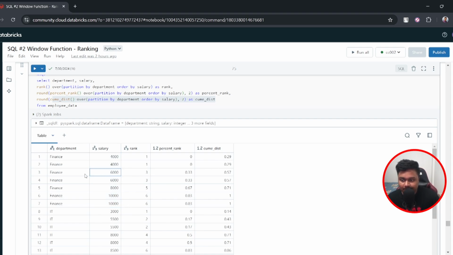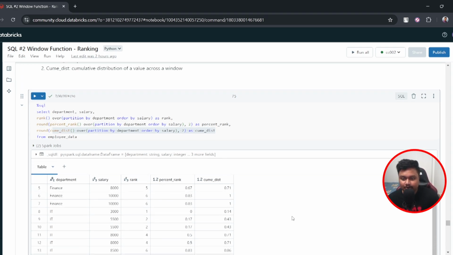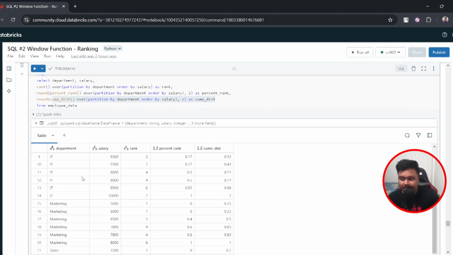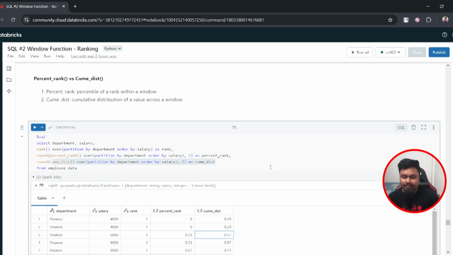Same goes for the next record. 6000's rank is 3, so the percent rank becomes 33%. Basically 33% of records are lesser than 6000, while 57% is the total distribution of this particular salary based on the cumulative distribution. You can check out this notebook and come to this part to understand properly what is happening in each window and how percent rank and cum dist are compared. That's all I wanted to discuss, and let's move on to the next section.